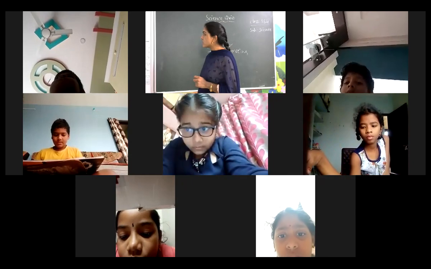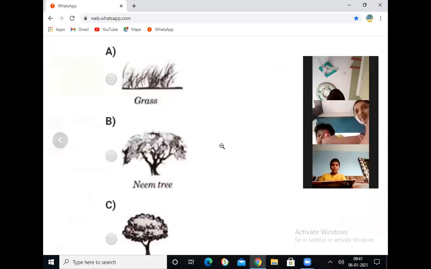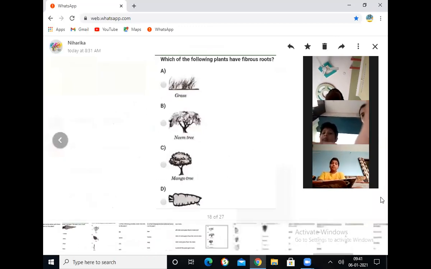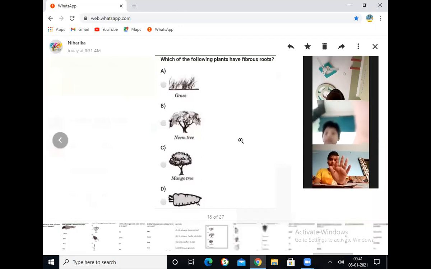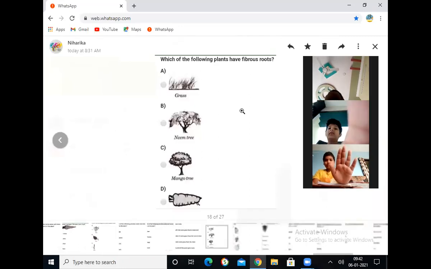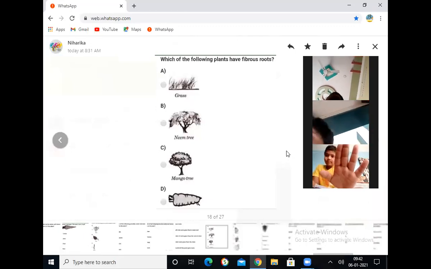Next question I am going to explain to you. Look at it. Yes, next question. Gagani, which of the following has fibrous root? Grass, neem tree, mango tree, and carrot. Which is having the fibrous root? Fibrous root means the roots come from one place. Gagani, grass. Yes, very good.